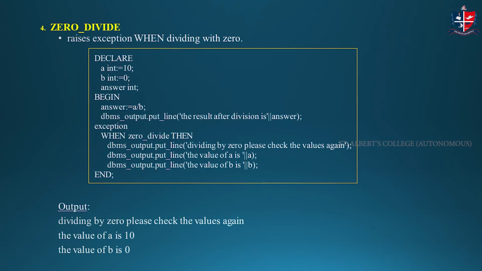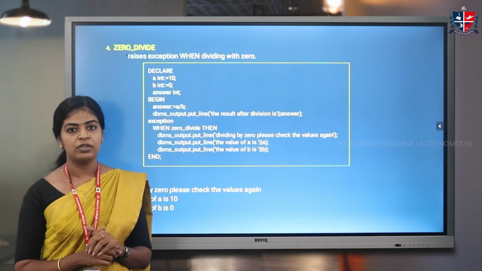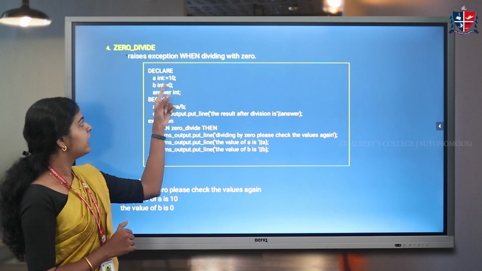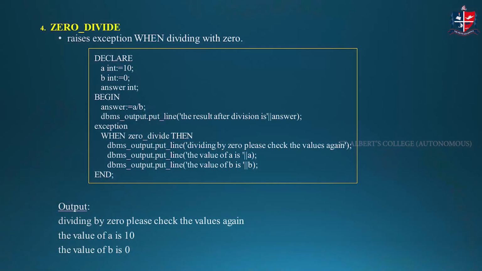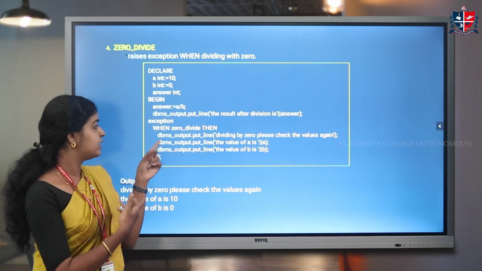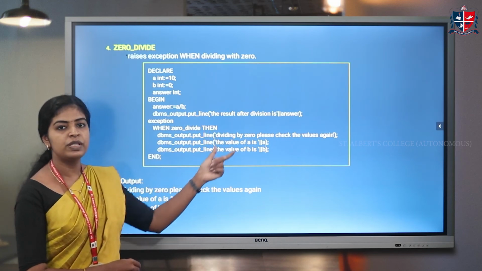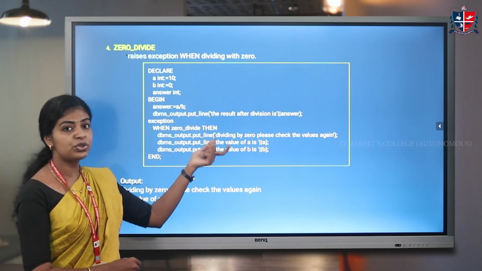The next one is zero_divide. This exception occurs when I am trying to divide a value by 0. Declare: you can see A is assigned as 10, B as 0, and I declared an answer of int type. In begin, I am dividing A divided by B, that means 10 divided by 0, and I need to show the answer. I am also declaring the exception section, writing the exception case when zero_divide then DBMS_OUTPUT. I need to show these kinds of lines.